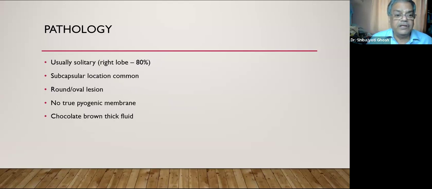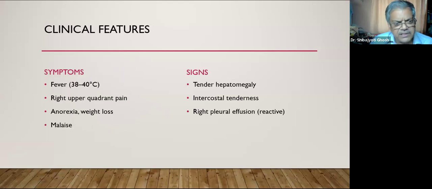So that's why the right lobe of the liver is more commonly affected in amoebic liver abscess or pyogenic liver abscess as well. Subcapsular location is very common, and this is the reason why it gets adhered to the pleura, with chances of rupture into the pleural space. These are usually round or oval lesions, and no true pyogenic membrane is seen. Chocolate brown thick fluid, that is anchovy pus, is the characteristic of this amoebic liver abscess.